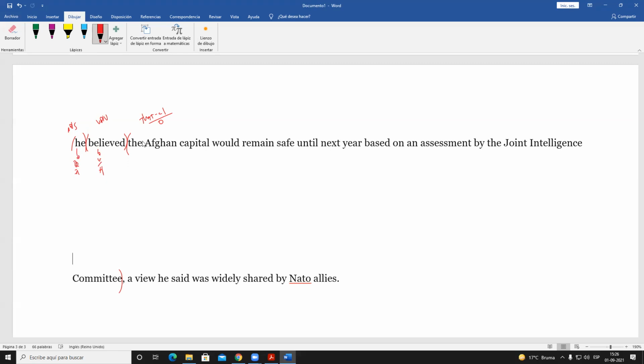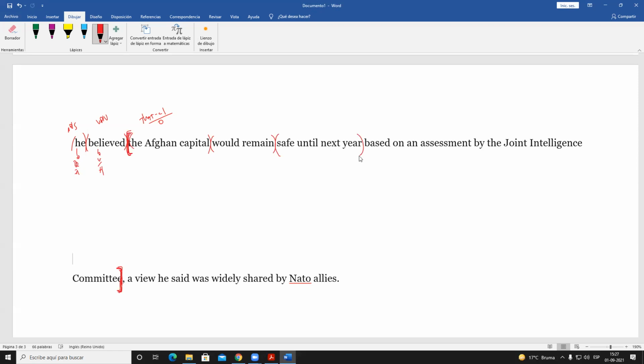So all over again, I need to look for the verb phrase. The Afghan capital would remain safe until next year. I would say this is the verb phrase. Wait, this is a square bracket, not a round bracket, because it's a clause. It comes till this point, right? And I would say this is the verb phrase verb. This is the noun phrase subject. Would remain how? Safe until next year.